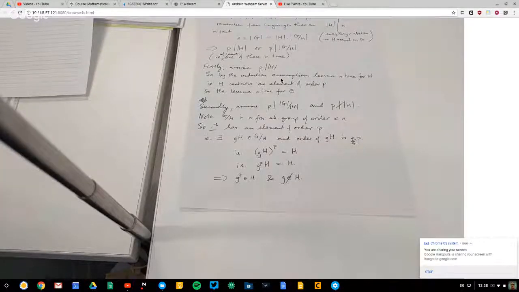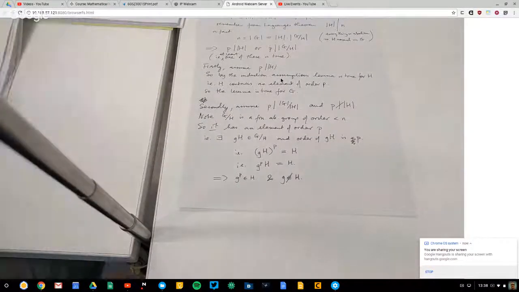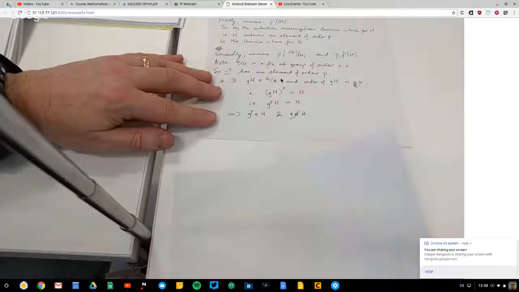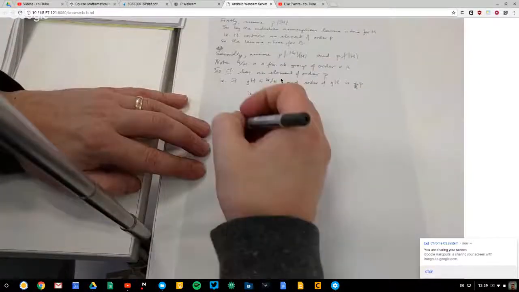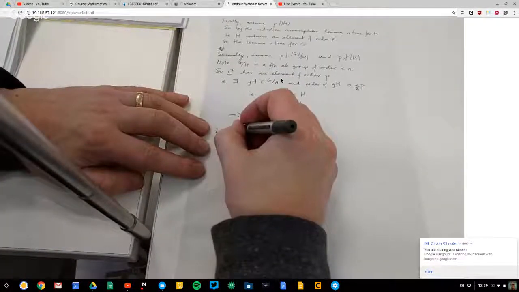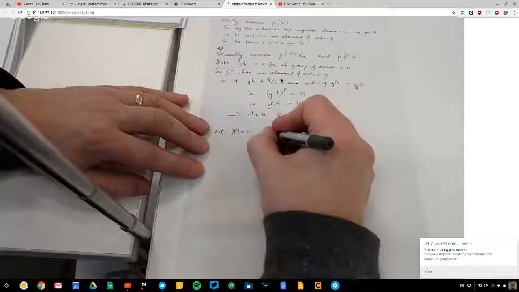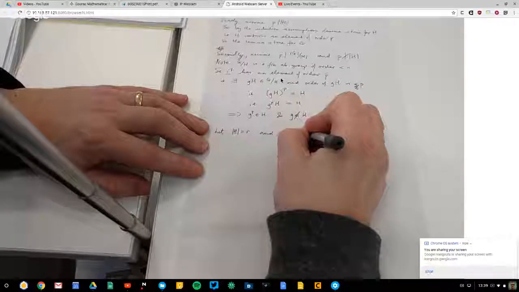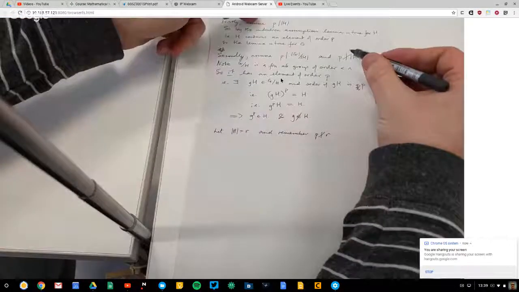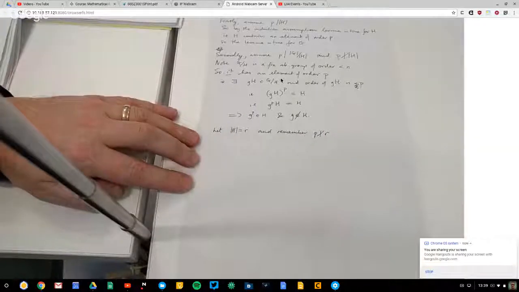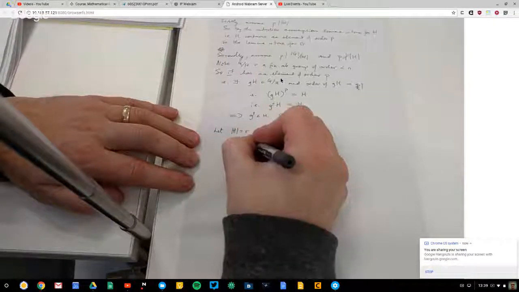And now we need to really exploit information about the orders. We've got two elements of interest here, this element G to the P, and this element G. So we let the order of H be R, and remember, P does not divide R. That was an extra assumption. We've already dealt with the cases where P does divide the order. P is a prime number, so if it doesn't divide R, the GCD of this pair is 1.